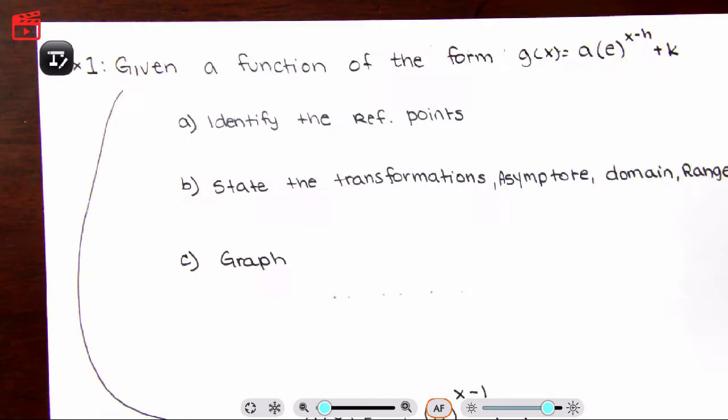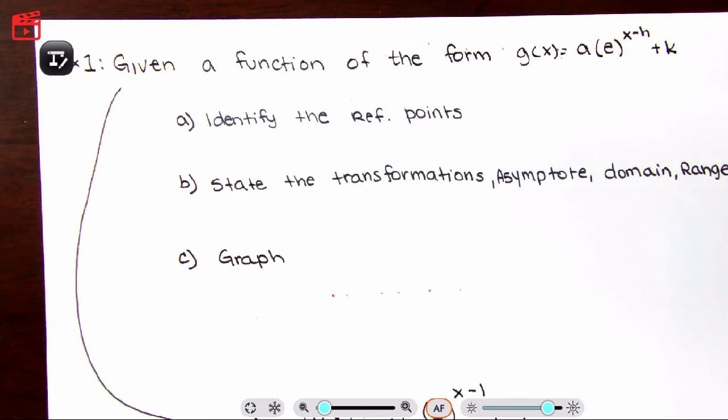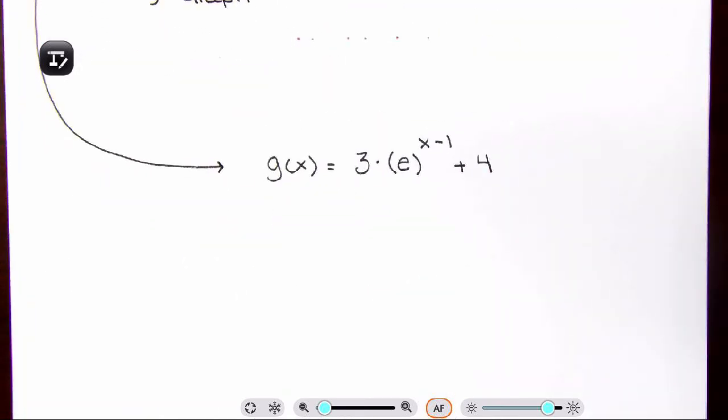Example number 1 is asking us, given a function of the form g of x is equal to a times e to the x minus h power plus k, we want to identify the reference points, we want to state the transformations, the asymptotes, the domain, the range, and we want to graph this function. Now, here is the equation that they give us. So let's go ahead and start with the transformations. You don't have to go in order as long as the information is all there.